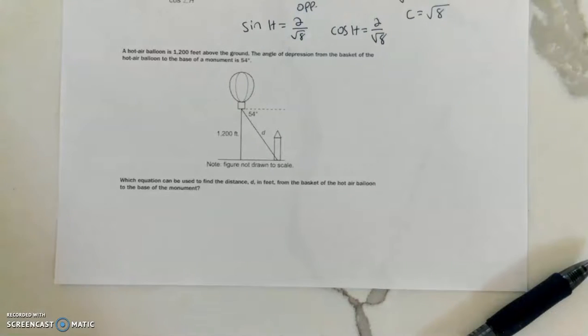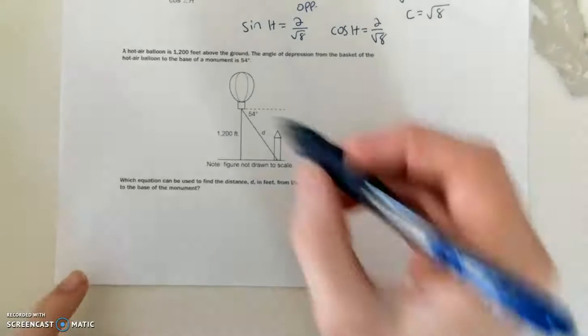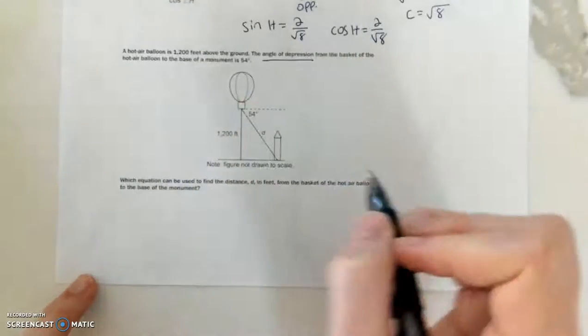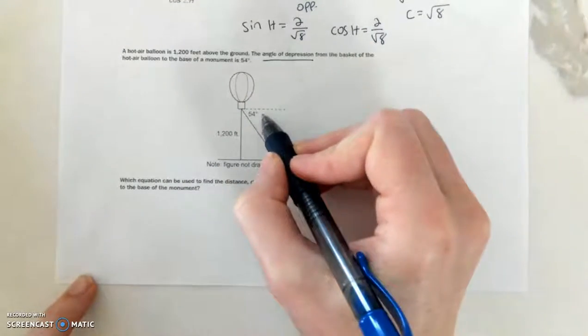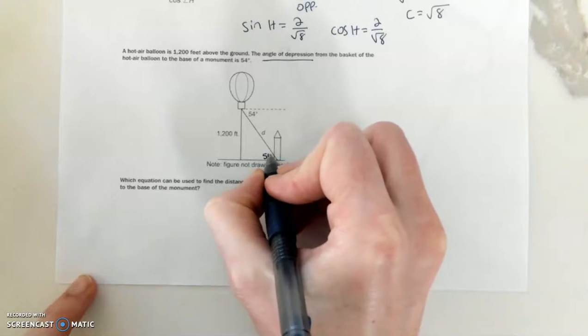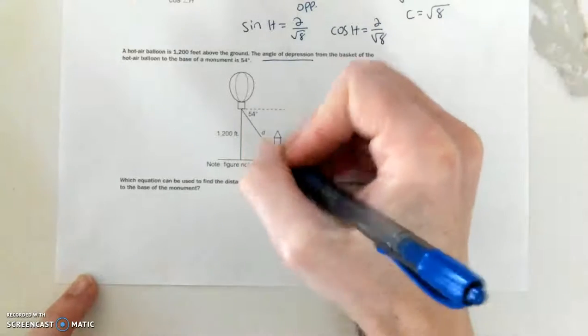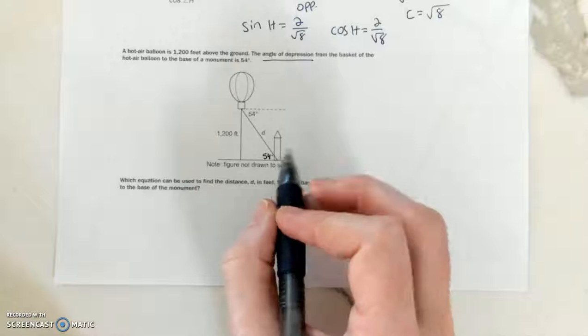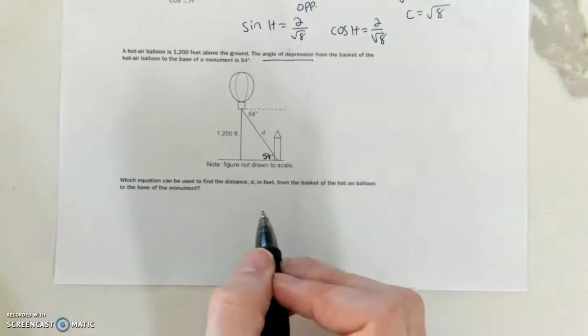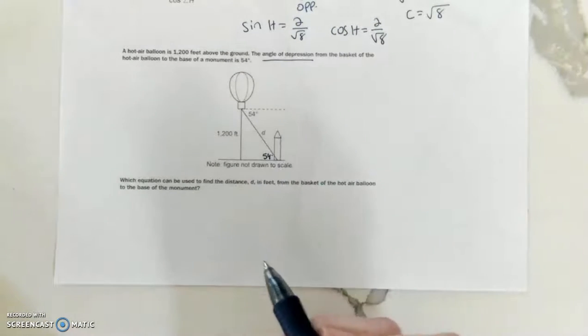All right, last question. A hot air balloon is 1,200 feet above the ground. The angle of depression from the basket of the hot air balloon to the base is 54 degrees. All right, automatically I know that the angle of depression is equal to the angle of elevation because they're alternate interior. So this 54 degrees, I can also put this as 54 degrees, right? They're alternate interior. So now I have an interior angle of this triangle, which will help me in the future. All right, so if that's 54, then this is 54.